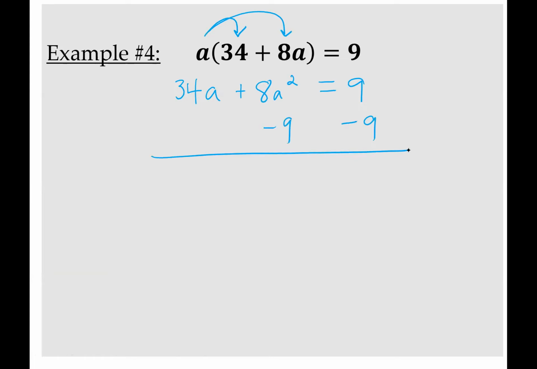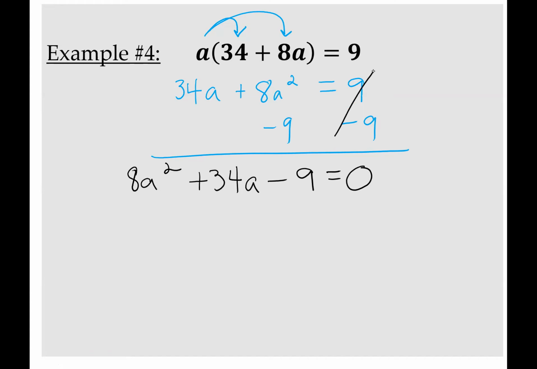And now let's rearrange. So we're working on step 1. We're working on getting our equation in standard form. So as I'm rewriting it, I need to make sure it's going from highest exponent to lowest. So I will write 8a squared plus 34a minus 9 equals 0.